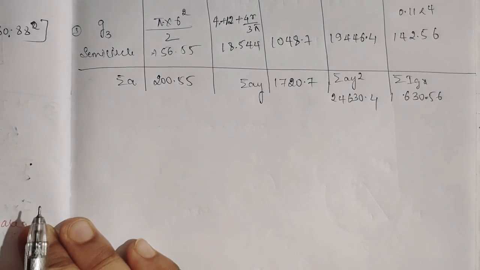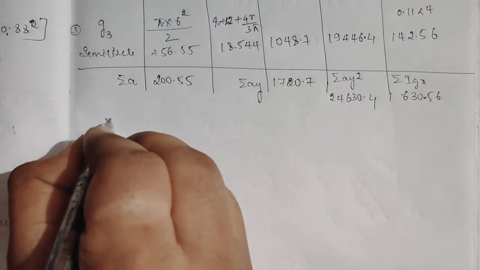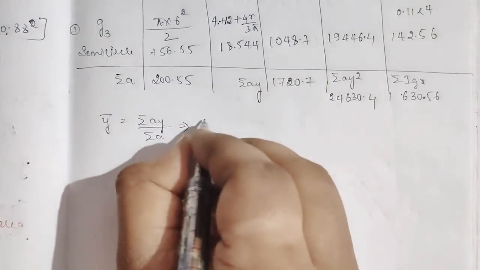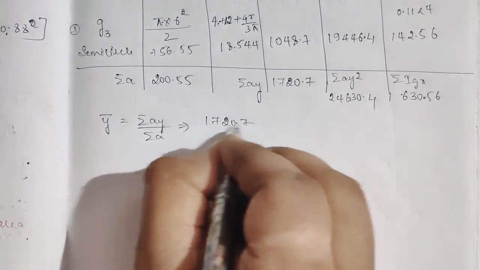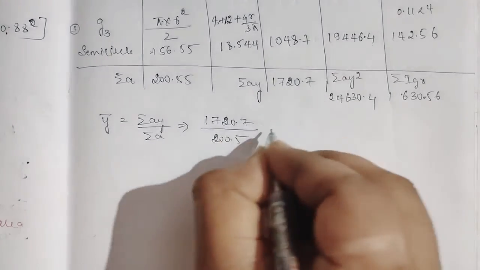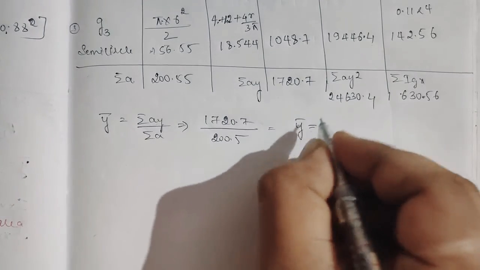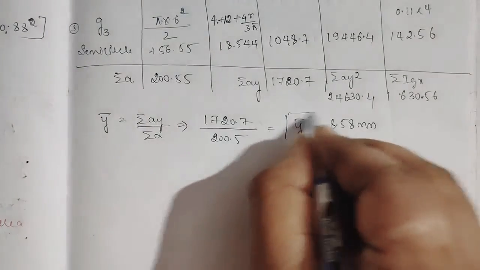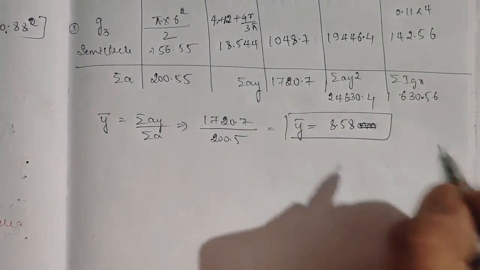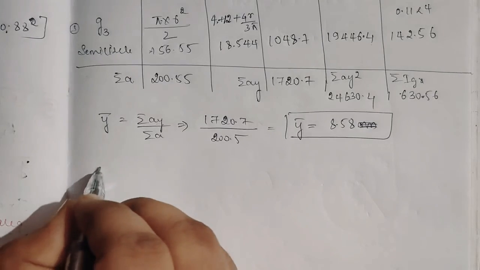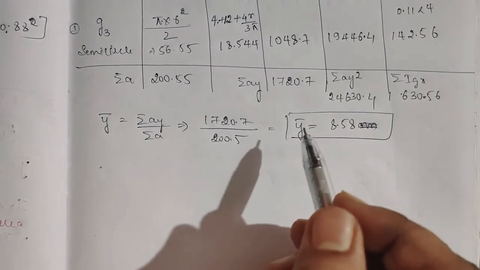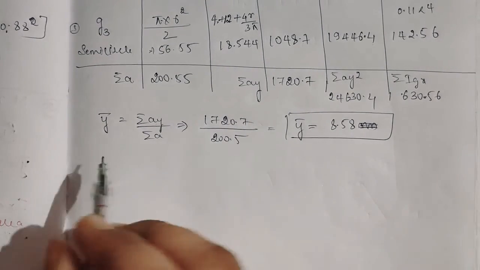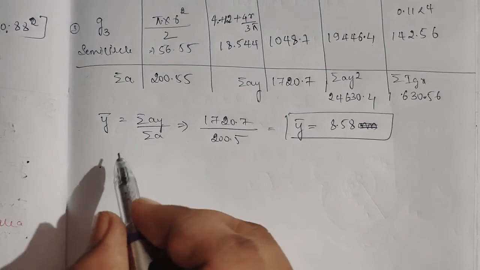Now I need to find one by one. What is the first one? y bar is equal to summation of ay divided by summation of a, 1720.7 divided by 200.5. So y bar will be 8.58. Let it be, because values are not given. It may be centimeter, mm, or you can assume anything. You have to maintain the same unit for all the values.